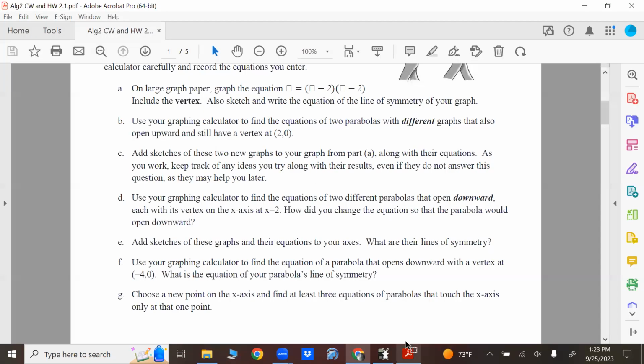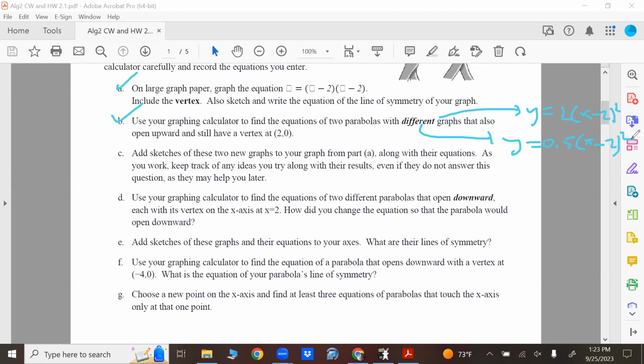So coming back to the notes again, for part B, we already did part A. Write two more equations with different graphs, but also opens up and has a vertex (2, 0). You could say y equals 2(x minus 2) squared, or you could say y equals, say, 0.5.